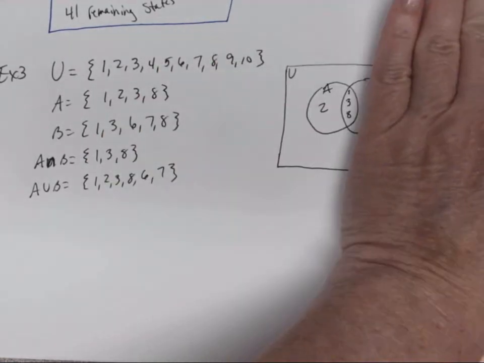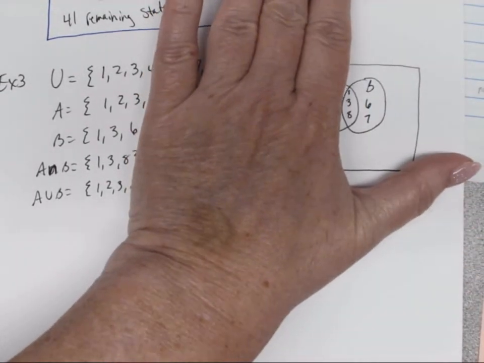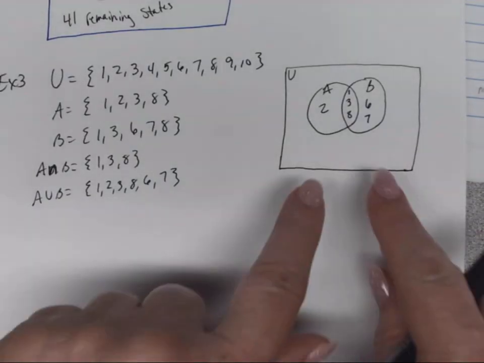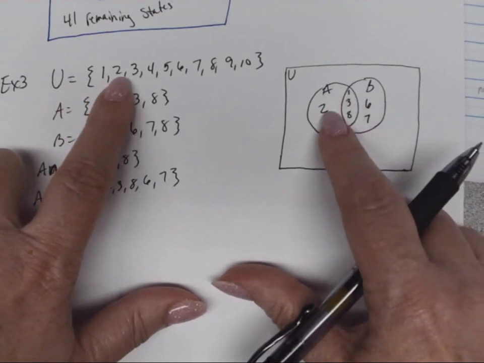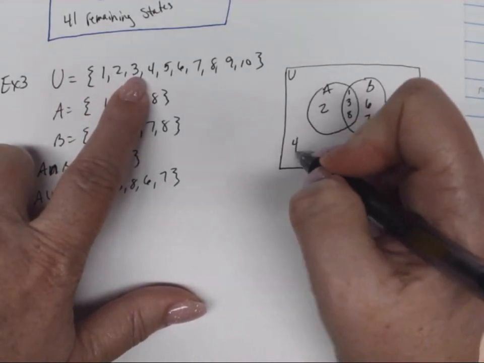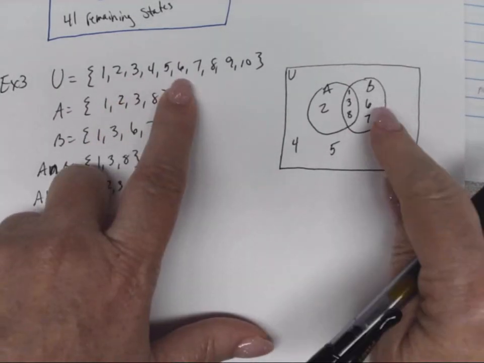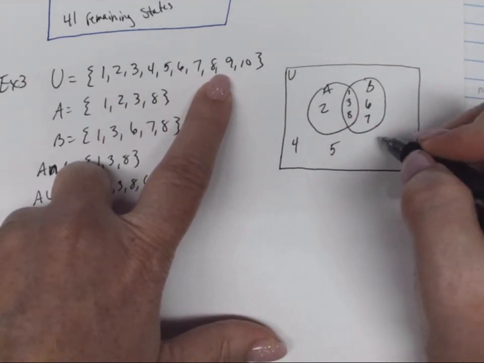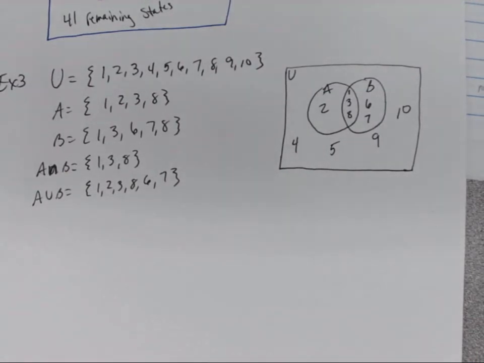So again, I can look at set A. Yep, they're all there. I can look at set B, and yes, they're all there. Don't rewrite them over here because they're already in the intersection. Now I need to put out here everything that is in the universal set that was not in A and B. So I already have 1, I already have 2, I already have 3, I need 4. I don't have 5. I have 6, I have 7, I have 8, I don't have 9, and I don't have 10. And again, you can put those anywhere. They don't have to be all in one specific spot.